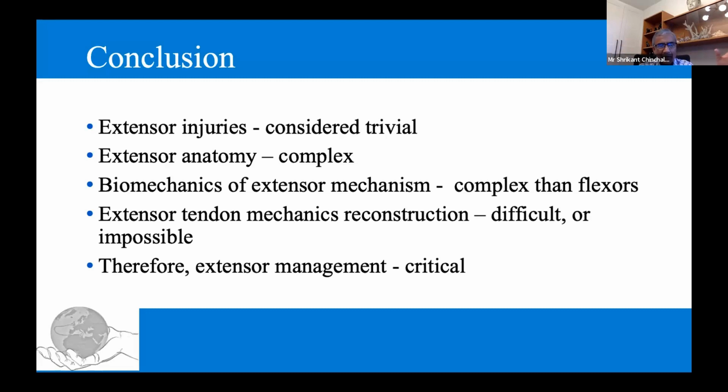And of course, we must incorporate our treatment program in accordance with the type of injury, type of surgery, and level of injury while treating these patients post-operatively.